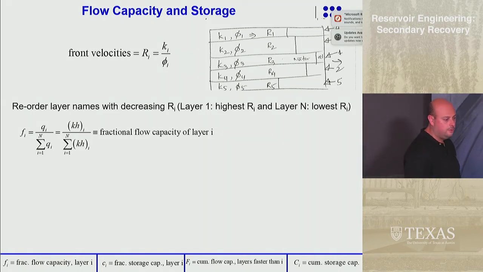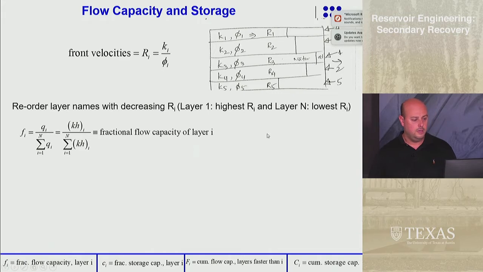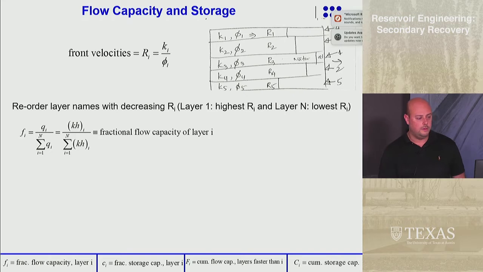So little f of i is what we're going to call the fractional flow capacity of layer i. Okay, fractional flow, this is similar to the fractional flow we've talked about in the past. It's the fraction of the flow, right? So it's going to be a number between 0 and 1. It is the flow rate in layer i, right? So f of i is layer 1, layer 2, layer 3, layer 4, layer 5. It's the flow rate in that layer divided by the total flow rate, so the sum of all the flow rates, right? So it's Qi over that.